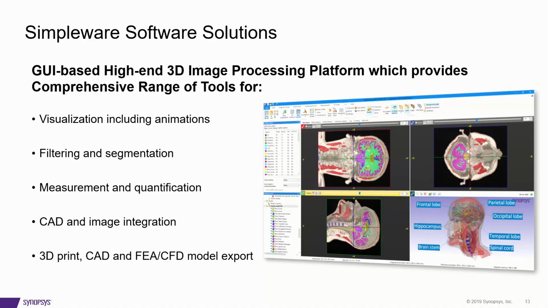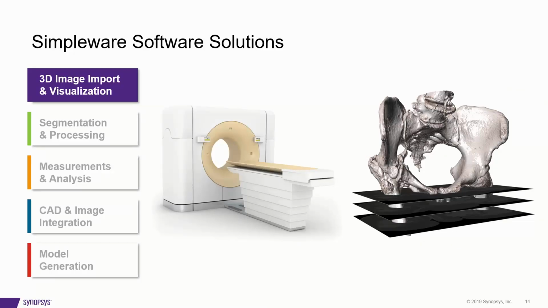We're then able to go through the process of measurement and quantification. We can integrate CAD with image so that we can assess different designs with human anatomy. And then we can go through the process of 3D printing. We can export models for 3D printing, and we can export models for CAD design and also for simulation, so FEA and CFD, for example. So briefly, just a really quick run through of the different steps.